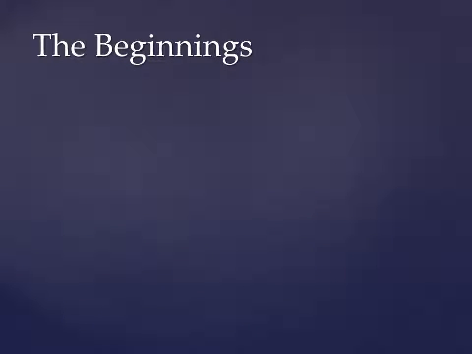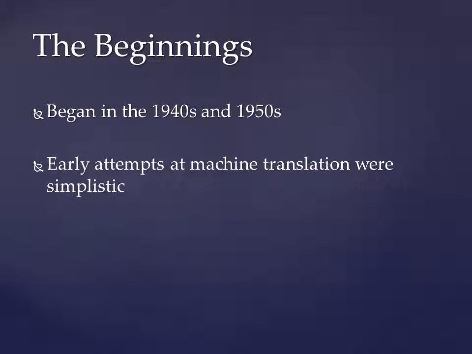Let's take a step back for a minute and talk about the beginnings of natural language processing. Natural language processing research began in the 1940s and the 1950s. The earliest attempts at using natural language processing for machine translation between languages were simplistic at best and used word-for-word translations. One problem with this type of translation is that there are many words that have different meanings based on the context in the sentence. These words are called homographs.